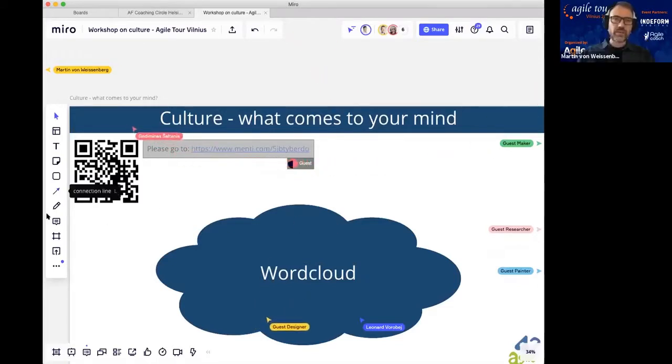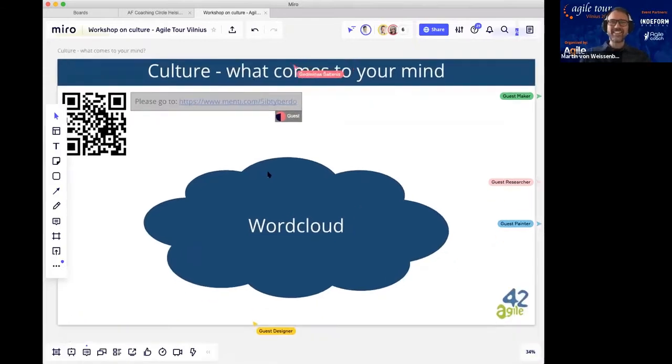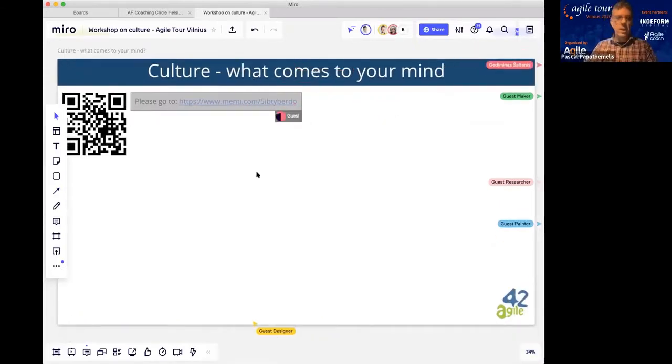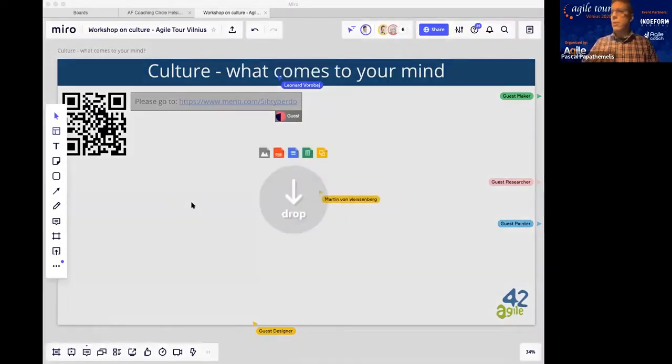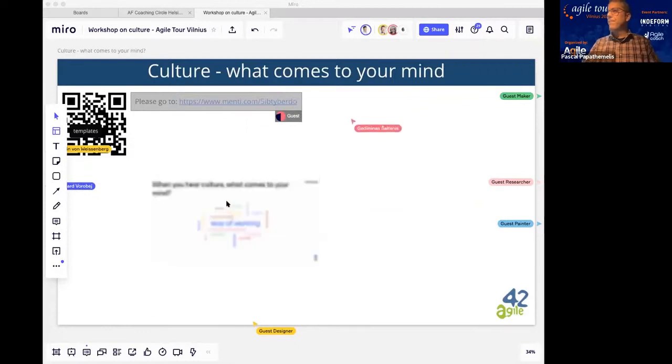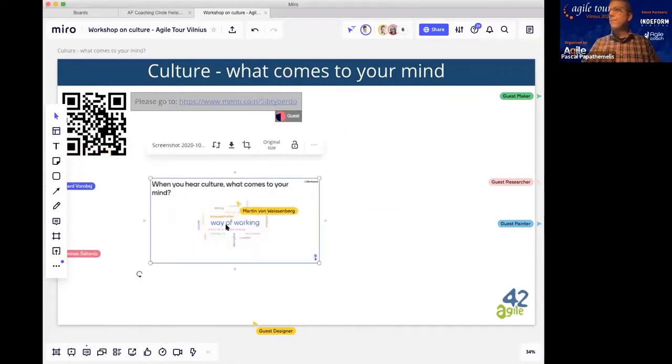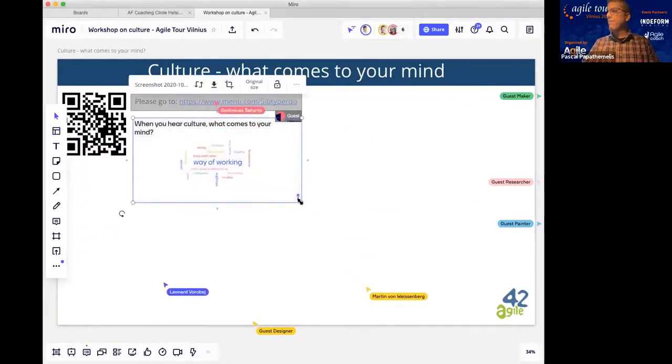That also means now it's not so useful to add more words, right? Take away this one, and then I find my screenshot. One moment. So I now drag and drop it here, and make it a bit bigger.